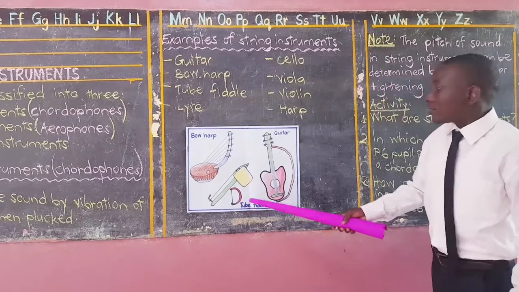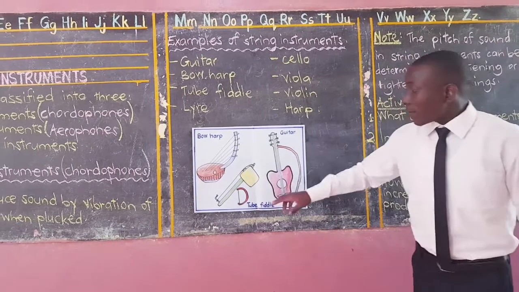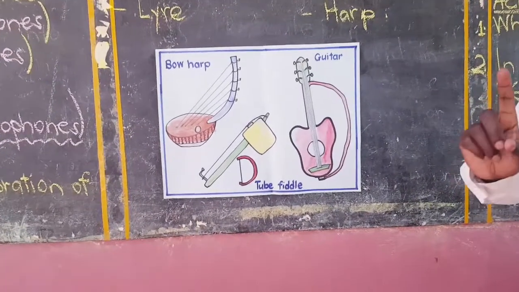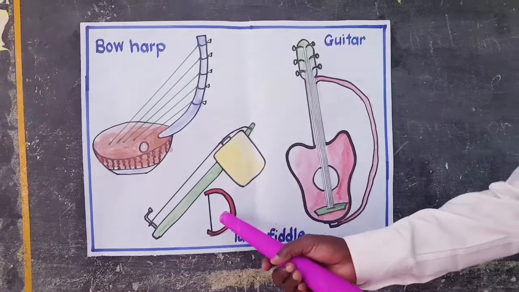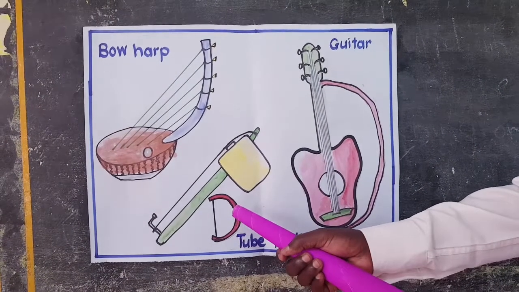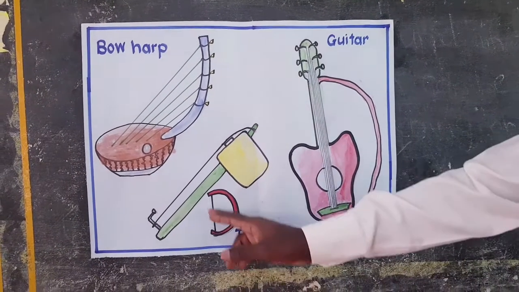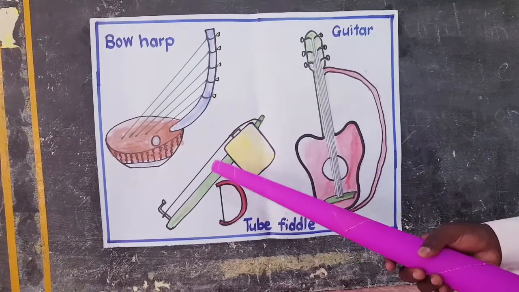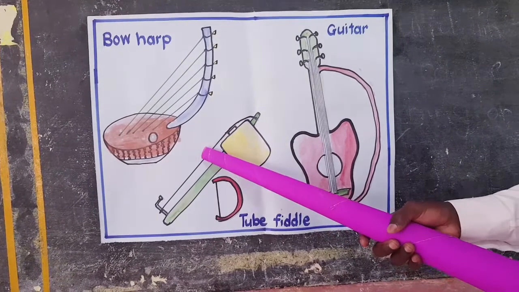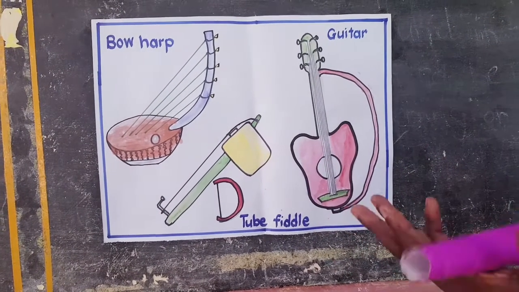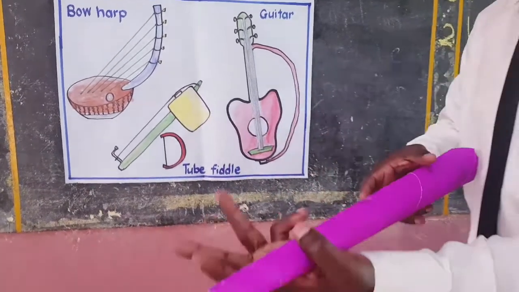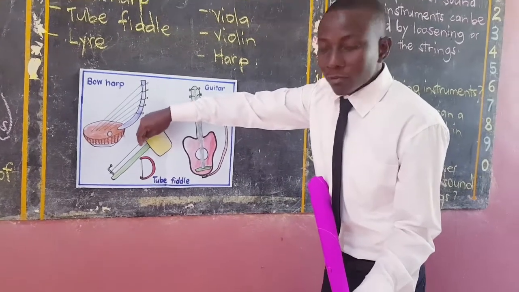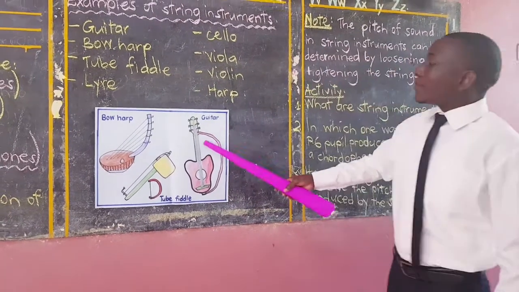This one is the tube fiddle. Now a tube fiddle has only one string and it produces the same note. However, it has this bow. The bow also has a smaller string which is wrapped on this string here. What determines the difference in the notes produced is the fingers. The player will always touch this string using different fingers to produce different notes as the player is wrapping that string. Okay? Then here is the mighty guitar.